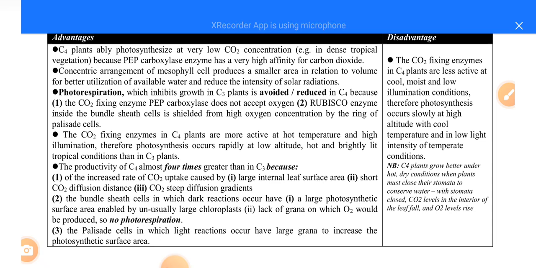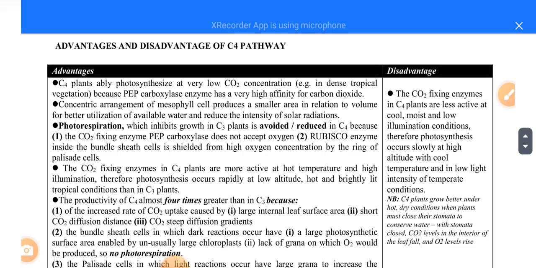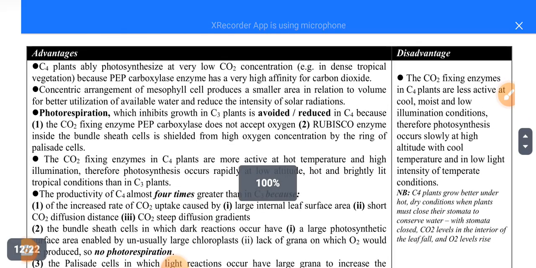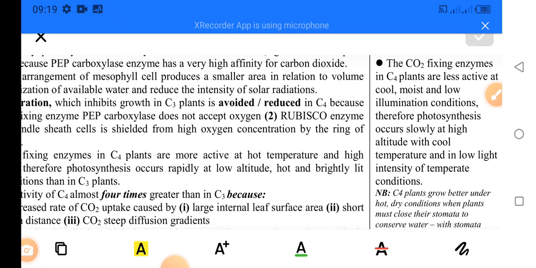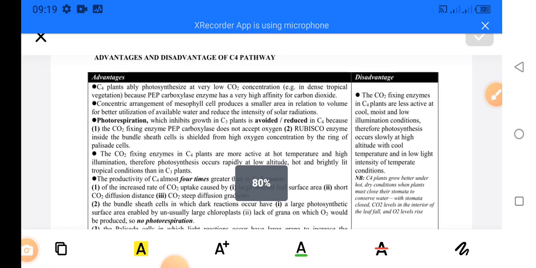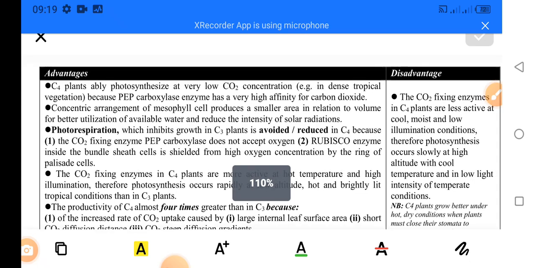So our topic today, we are going to look at the advantages of the C4 pathway, or the advantages of C4 plants.